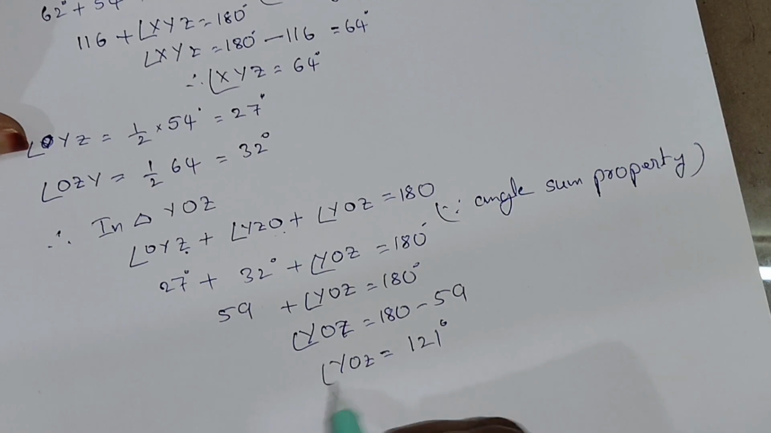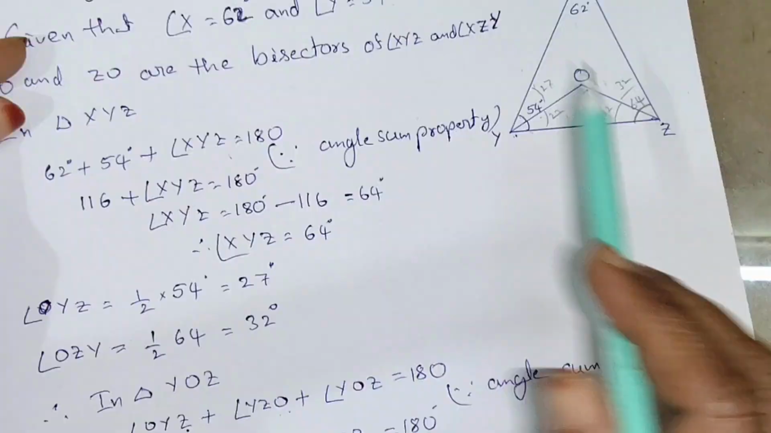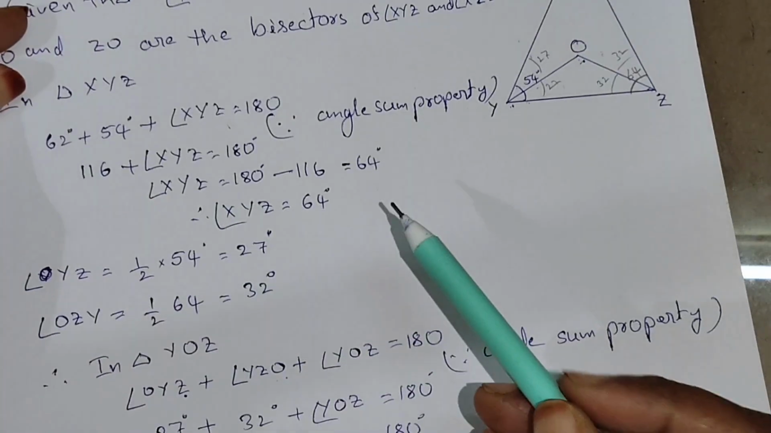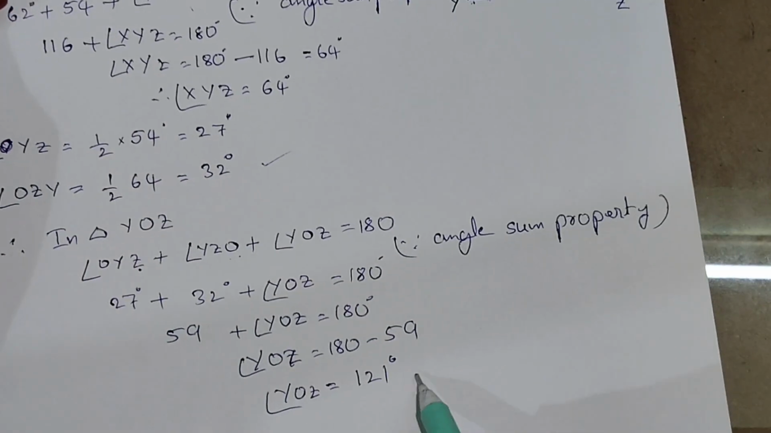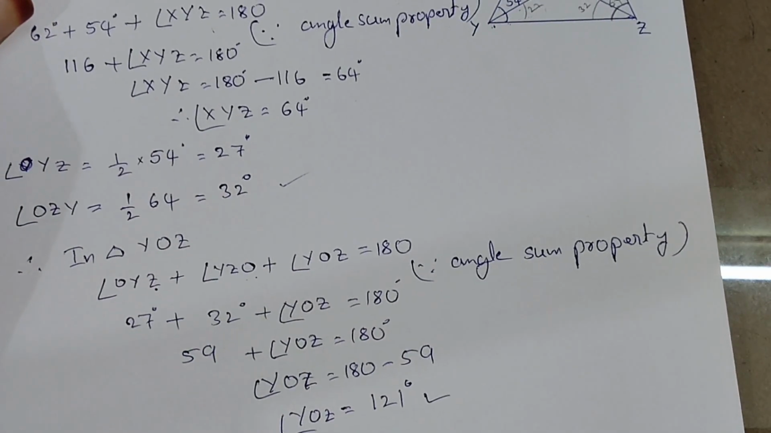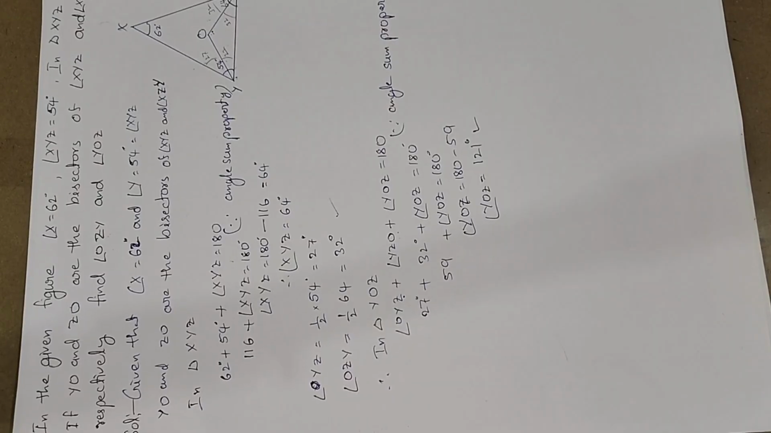The first one asked is OZY, and next asked is YOZ. This is the ninth one solution. This is the complete solution of the ninth one.